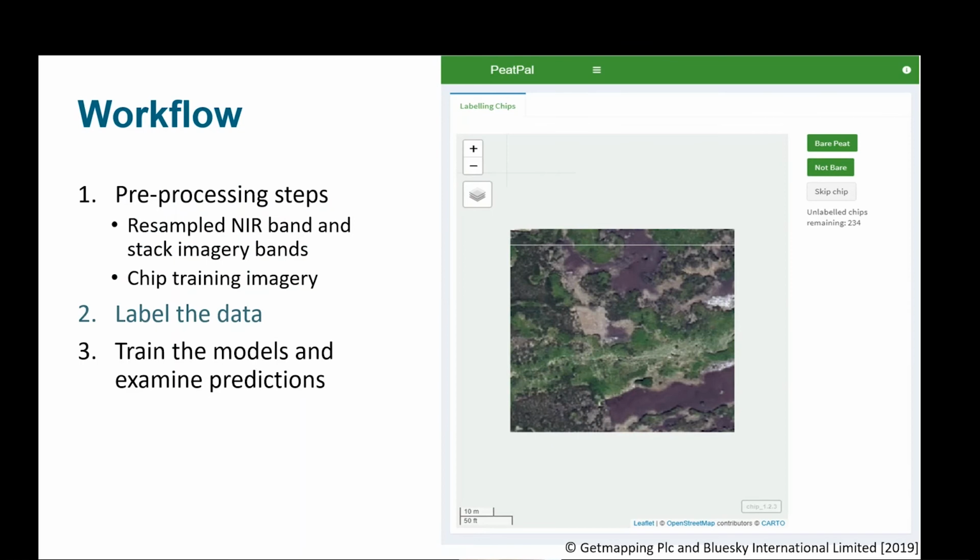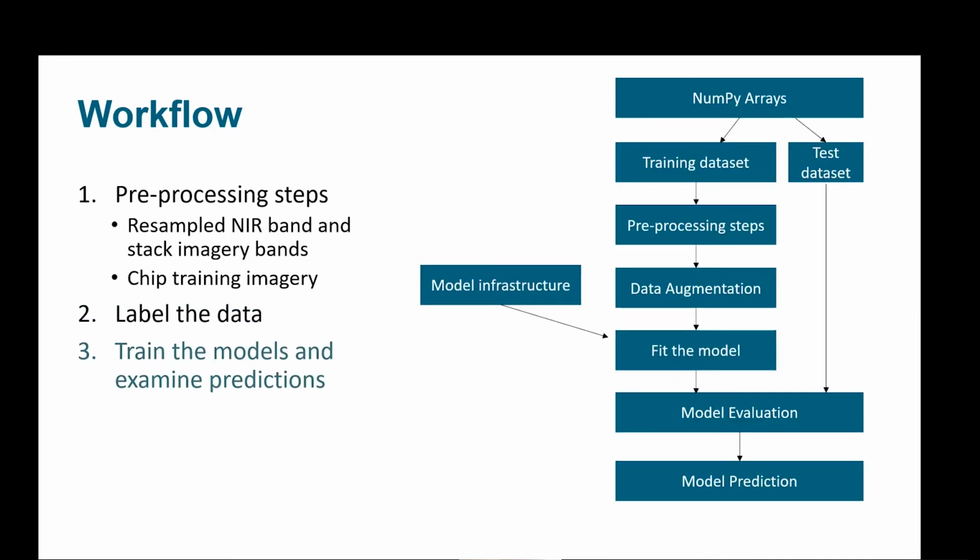Then each chip was labeled to say whether bare peat was present or absent within that chip. For this, I just repurposed an old R-Shiny app to efficiently cycle through creating these labels. In total, I labeled about 3,000 chips, which took about 3 days. And 500 of those 3,000 were then held back as a test data set to evaluate the model afterwards.